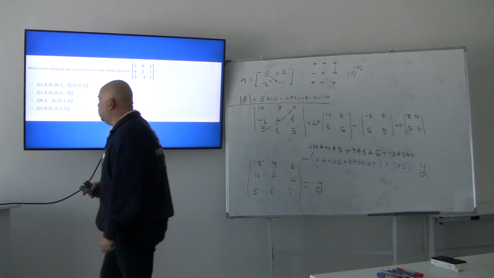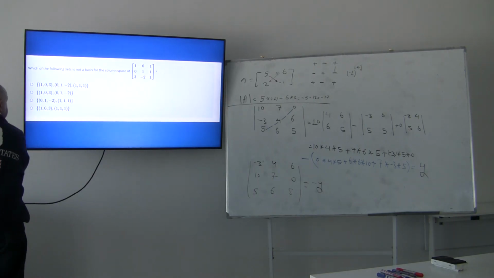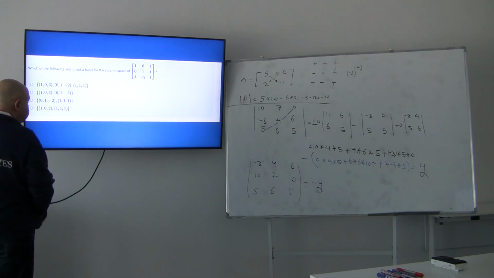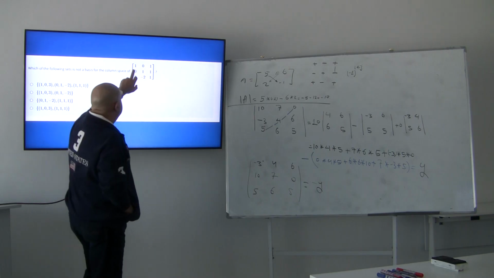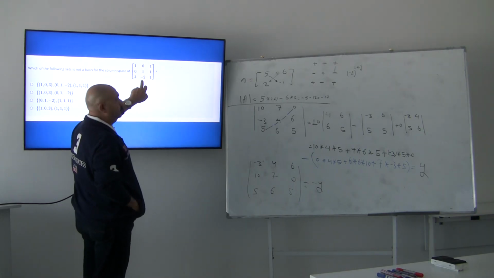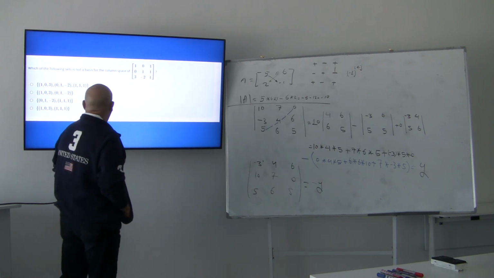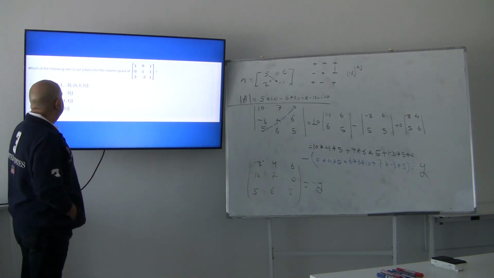Here, for example, for this problem, he's giving you the set, and it says: which of the following sets is not a basis for the column space of 1, 0, 3, 0, 1, negative 2, which is basis, 1, 1, and 1. I will try to seek the basis.